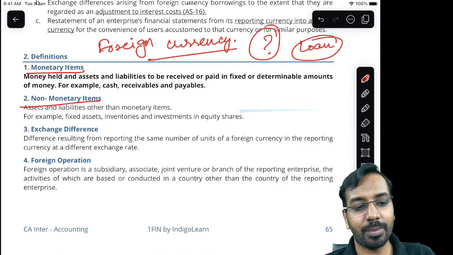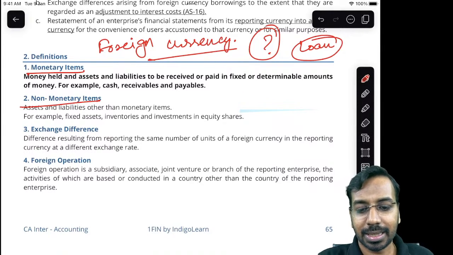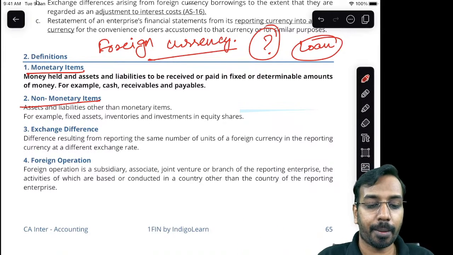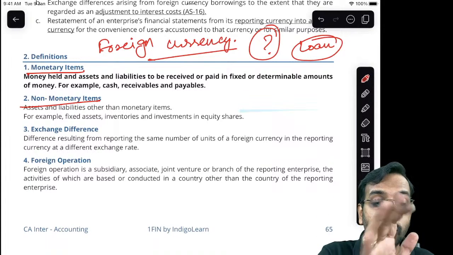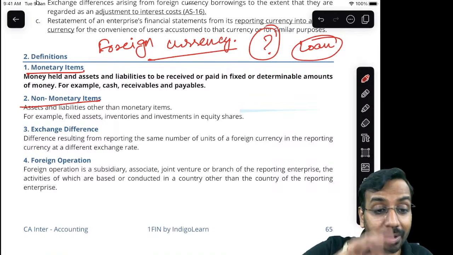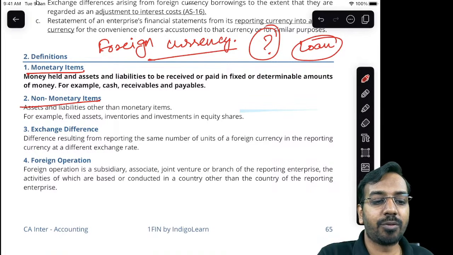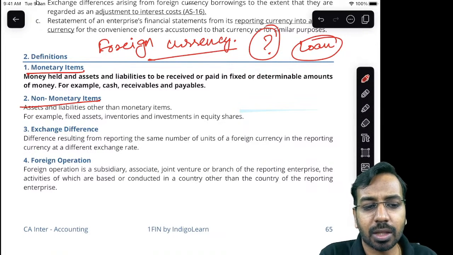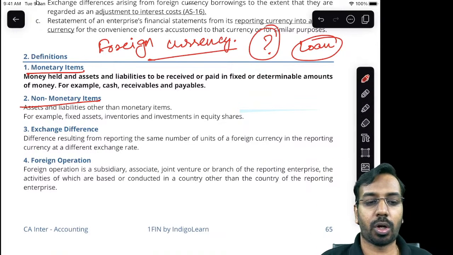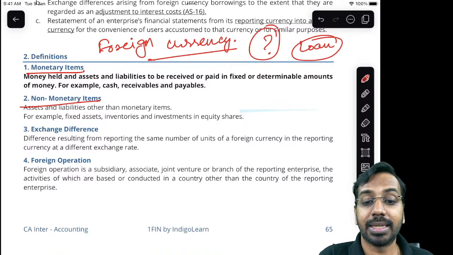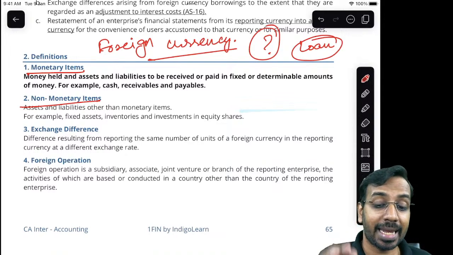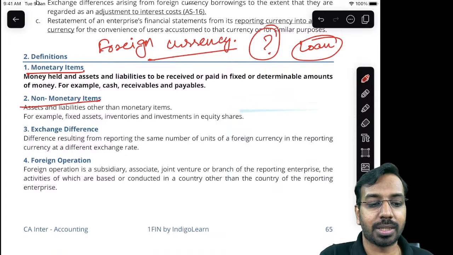Sir, what if he doesn't pay me, if he goes bankrupt? That is insolvency case. That we will handle separately. But what am I expected to receive? 10,000. That amount is fixed? Yes. Will that amount change? No. So that is called a monetary item. If I have exported some goods, I have to receive $10,000. Will that $10,000 change? No, that $10,000 will not change. See, ultimately on conversion I may receive something else, that's a different thing. But that $10,000 will not change, and hence that $10,000 will be considered to be a monetary item.